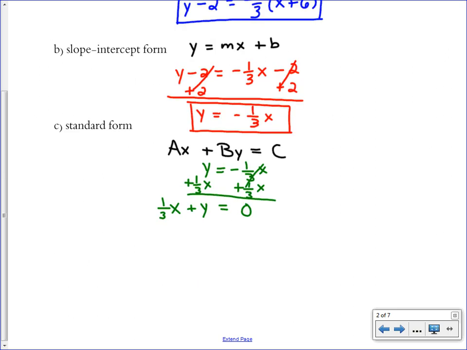But I need this to be integers, integer coefficients. So I'm going to multiply this whole equation by 3, which will knock out that 1/3 and just make it x. Y becomes 3y, and 0 times 3 is still 0. And that's the equation in standard form.